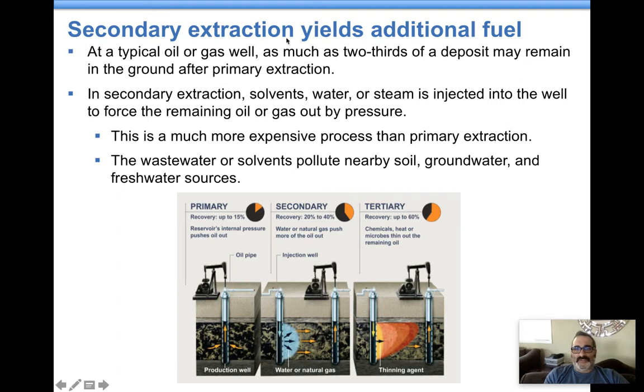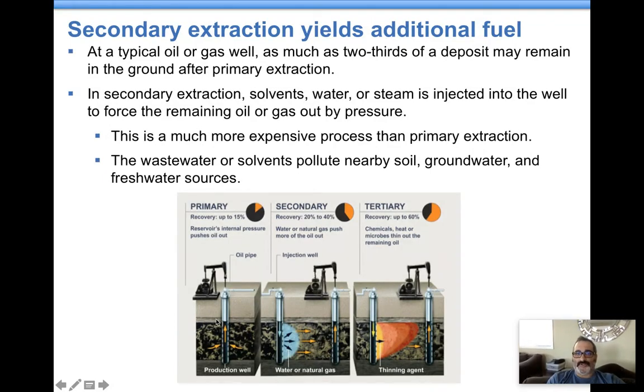Now let's talk about extracting fossil fuel deposits. Primary extraction is when you drill down and generally set up a pump at the top. What does the pump do? It pushes air down. That air creates pressure, which will push the oil up to the surface. That's the traditional method.